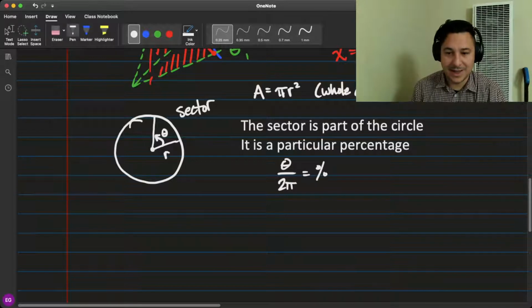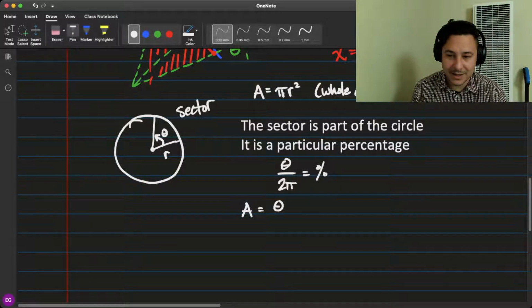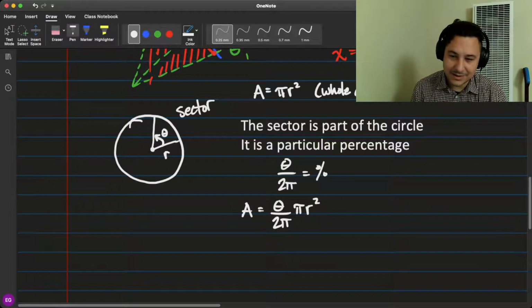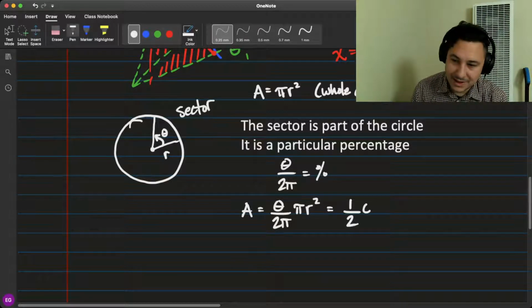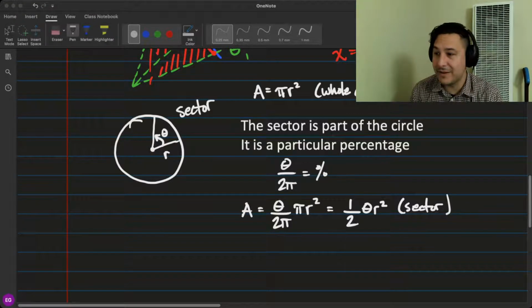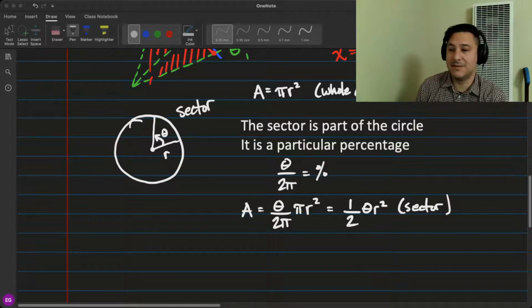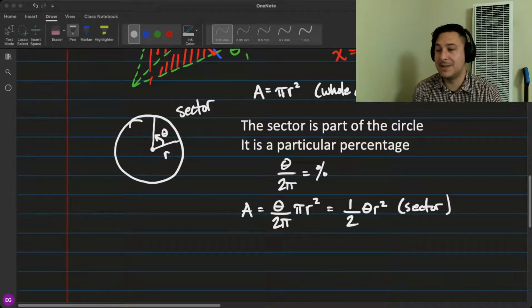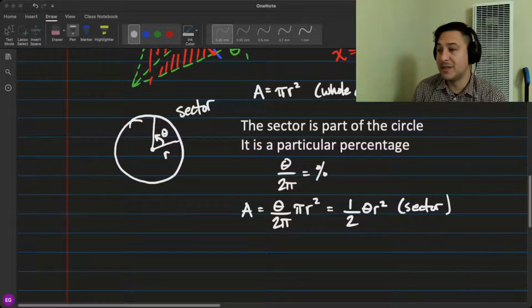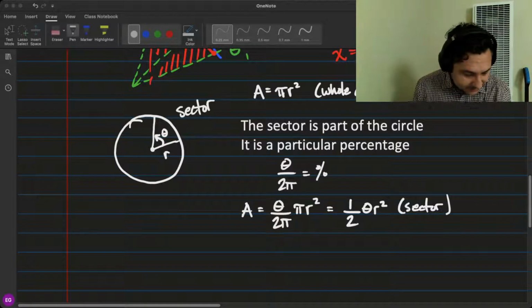You can say, okay, the area of the sector is the percentage of the area of the circle. The pi's cancel, and you get 1/2 theta r squared. So you might remember this formula from trigonometry. They gave you the sector area formula. It actually makes a lot of sense where it comes from. It's 1/2 theta r squared because you just cancel those pi's, and you get whatever percentage of the circle that area is. Okay, making sense?